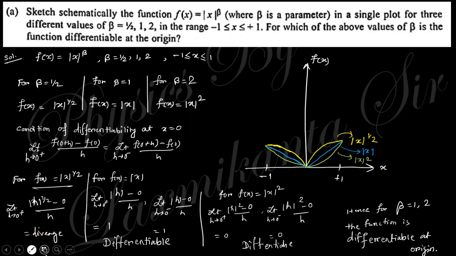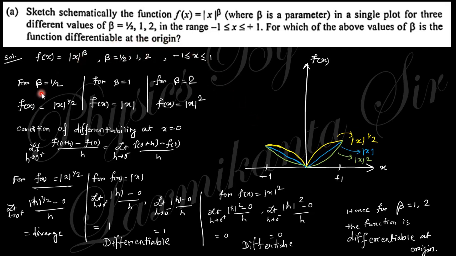The first question says: sketch symmetrically a function f(x) = x|x|^β in a single plot, where β is 1/2, 1 and 2, in the range of x from -1 to +1. For which of the above values of β is the function differentiable at the origin?